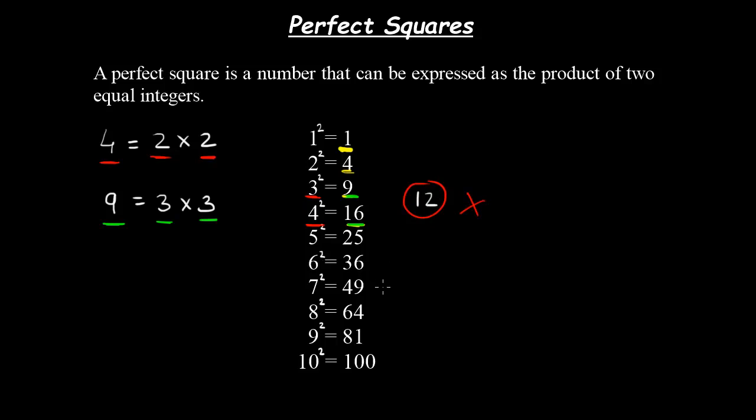Let's take another number for example. If I give you a number 50, 50 lies between 7 square, which is 49, and 8 square, which is 64. So there is no integer between 7 and 8. So 50 is not a perfect square.